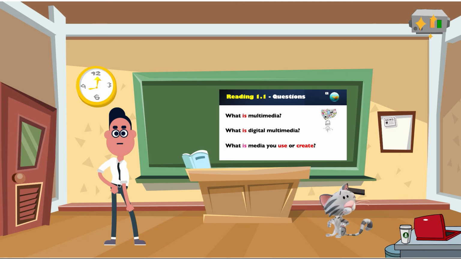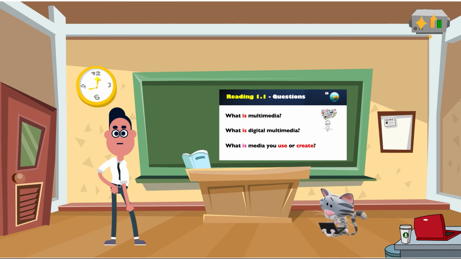Camcorder, laptop, and so on. And the computer. What is media you use or create? I use a smartphone for surfing the internet and sending text messages to my friends and family and recording my piano music. Very good. And then checking emails. That's very good.